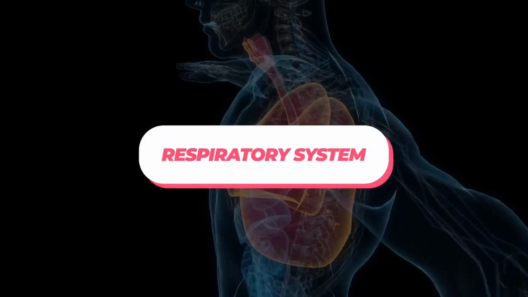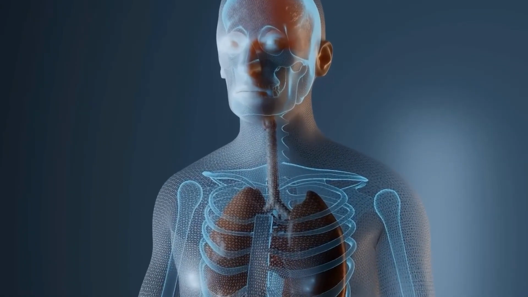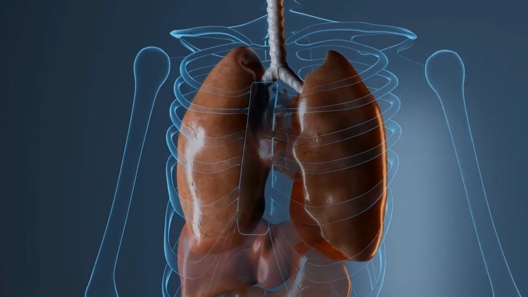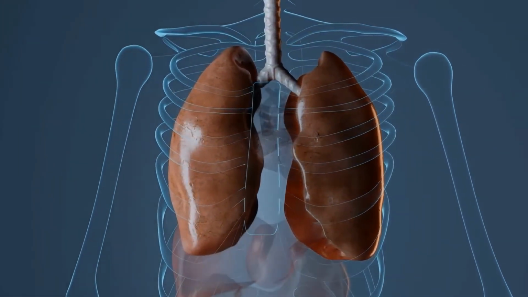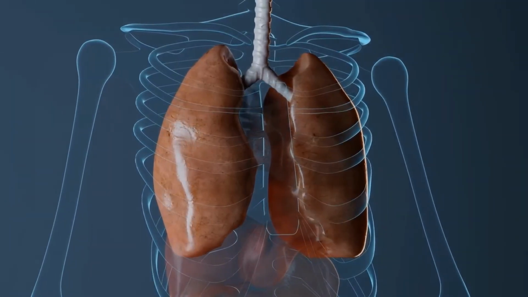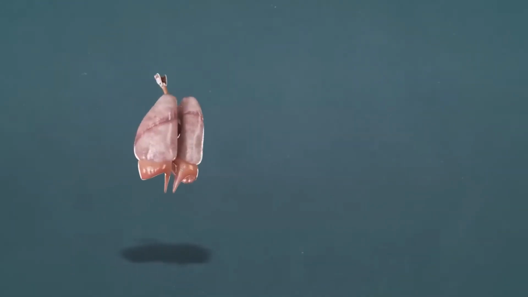The respiratory system. The respiratory system is a group of organs responsible for taking in oxygen, eliminating carbon dioxide, and maintaining proper pH balance in the body. It consists of the nasal cavity, pharynx, larynx, trachea, bronchi, bronchioles, and alveoli.